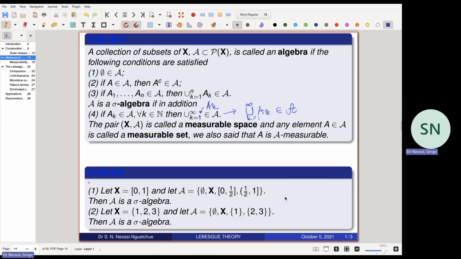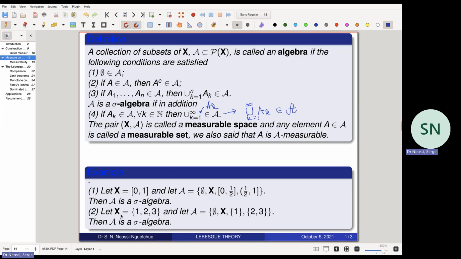As an example, like you can see on the slide, we have two examples here. The first example: we take our non-empty set X to be the closed interval [0, 1], and we let calligraphic A be the collection of the empty set, X itself, that is the closed interval [0, 1], and the following two subintervals: the closed interval [0, 1/2], and the interval open at 1/2 and closed at 1. This collection A of subsets of X is a sigma algebra, meaning that it satisfies the four axioms given in the above definition, 1, 2, 3, and 4.